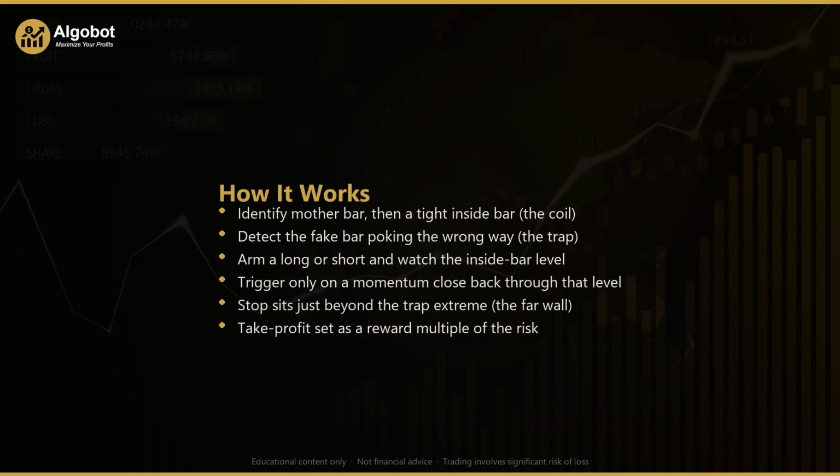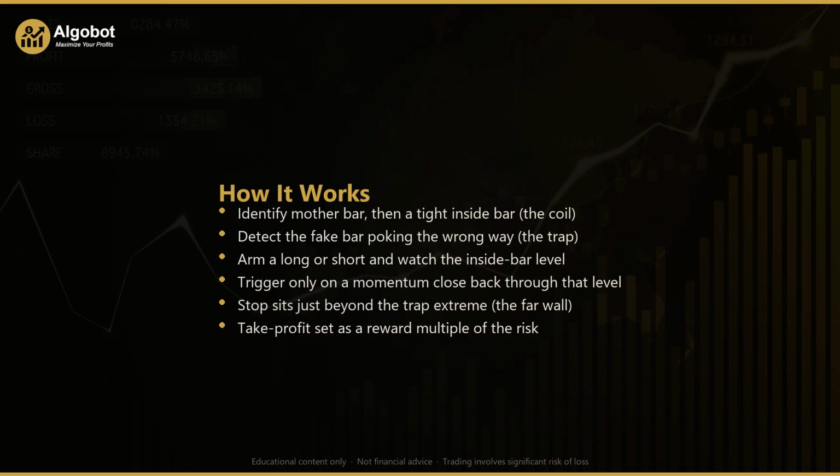The strategy waits for a real trigger, and it must arrive within a limited number of bars or the setup is abandoned. The trigger is a later candle that closes back through the inside bar level and is a genuine momentum candle. That means its body must be at least a set fraction of its total range, pushing in the trade direction. Only when the close confirms the trap has failed and momentum has flipped does the strategy enter at market. Never on a simple wick poke.